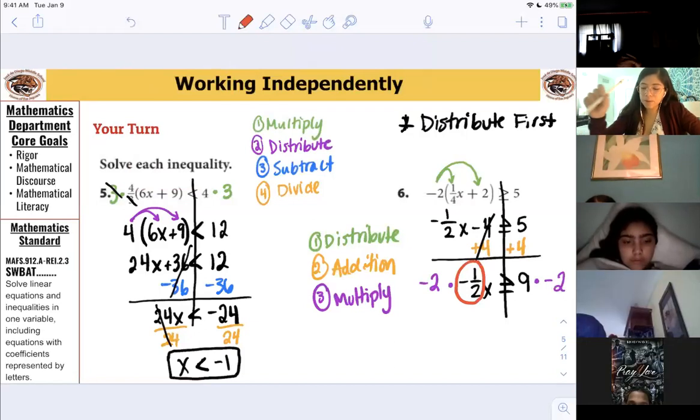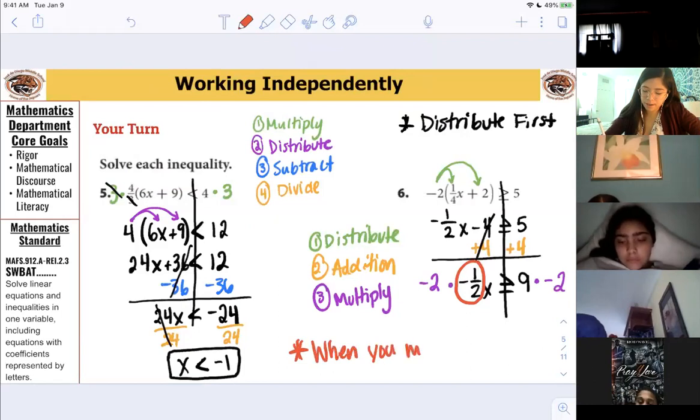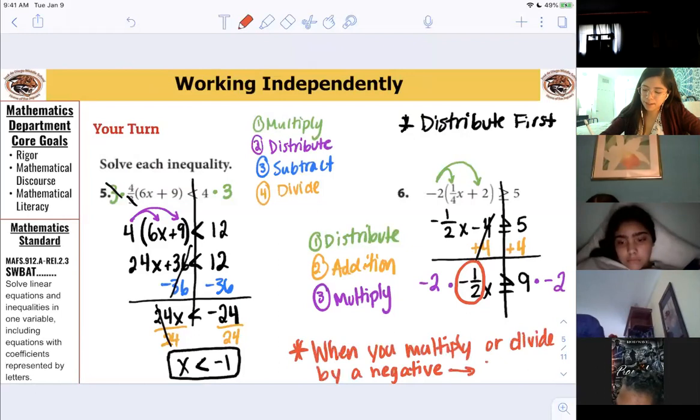Now, here's the most important part. You guys got to write this down. When you multiply or divide by a negative, something important and special is going to happen. What happens is the sign will flip.